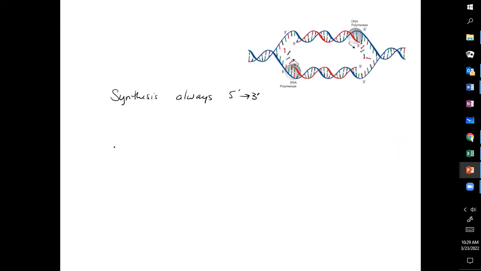So let's have a mock piece of DNA. We'll put in a little sequence here. Here's the complementary strand, so it's going to be CTAA-TGT. Let's make some directionality here. So this is our parent molecule. So what happens is that the strands are going to separate.